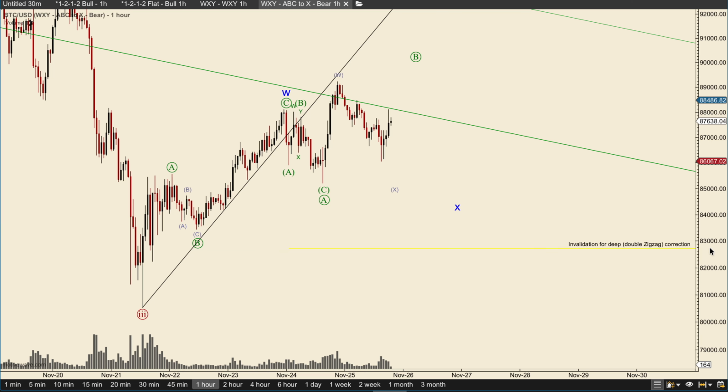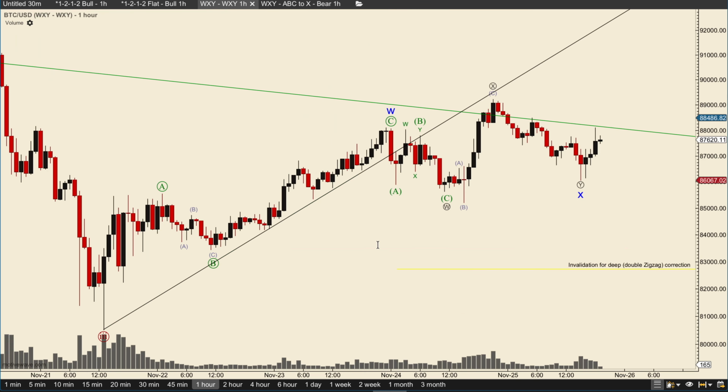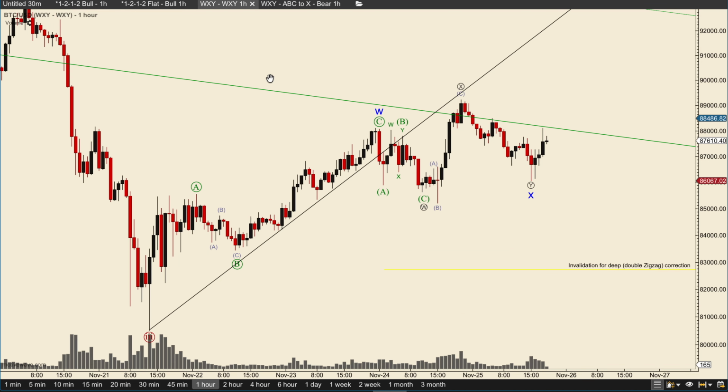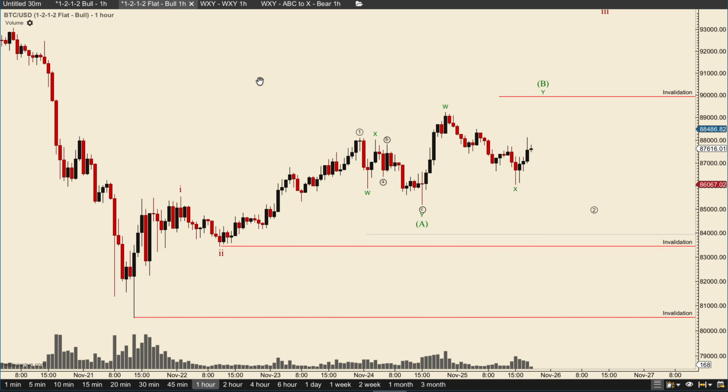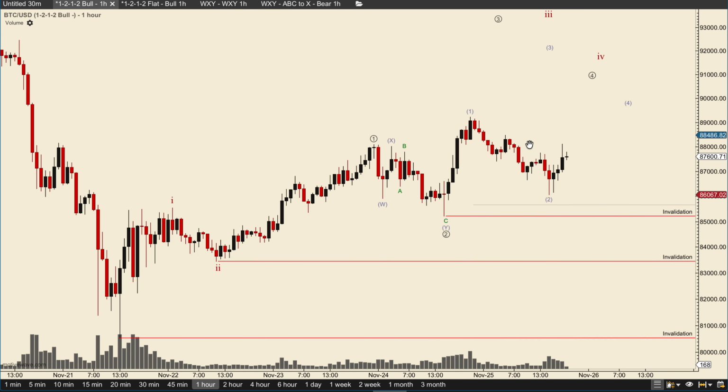But nonetheless, it is still a corrective structure, and if it is a corrective structure, it is correcting something, and what it is correcting is this low. So if this turns out to be a corrective structure, then we are taking this low once again. Same with this scenario. It's just a matter of counting it a little bit differently. So keep an eye out on the invalidations and the soft invalidation. And as I mentioned, if we get here, the bulls are in deep trouble.